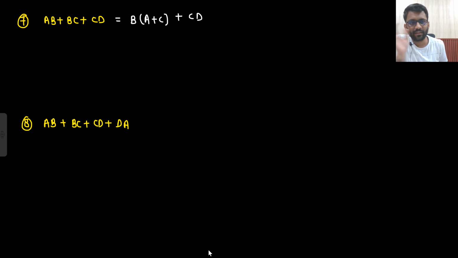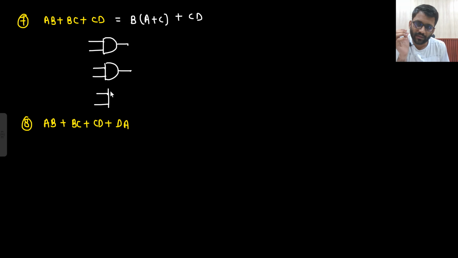Right? So again, the same way I need to proceed. AB, A into B, then B into C, and then C into D. Making sure that I have only 2 input gates, not 3 input. So I will use 2 input gates only.